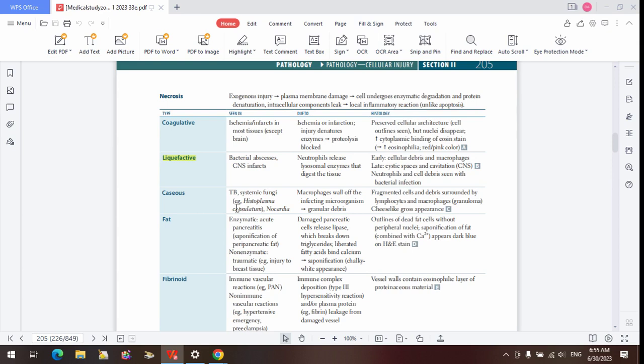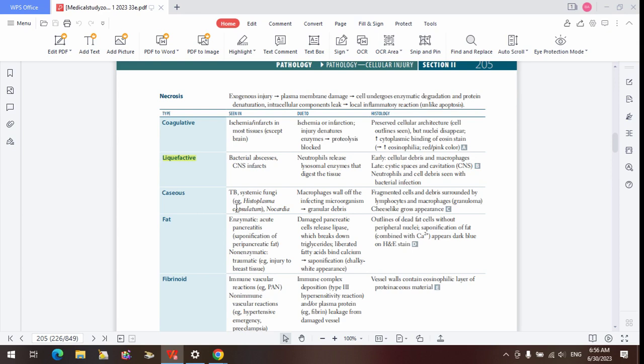This is not coagulative, this is not liquefactive. It is caseous necrosis because this is more serious than a common bacterial infection like strep pneumo. Your neutrophils will not take care of your TB. You need something stronger like macrophages, and in the process of surrounding the tuberculosis, they are going to kill off some of them, and they are going to form a center area of caseous necrosis.